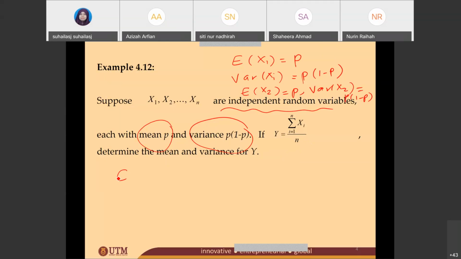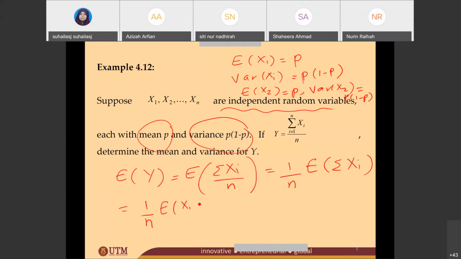So you need to find your expected value of Y. So expected value of summation Xi over N. So you have 1 over N, expected value of summation Xi. So expected value of summation Xi, kita expand lah. So kita ada E[X1 plus X2 up to plus Xn].